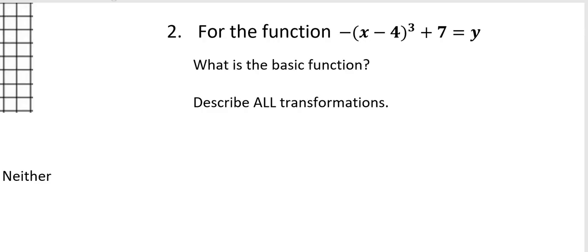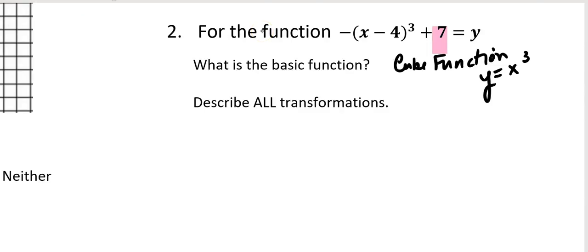Let's look at our next problem. This function is clearly a cube function. So I can write it out, or I can write the algebraic representation. Either one is correct for me. Okay, and then it says describe all the transformations. So I see that there is a number, a constant by itself.